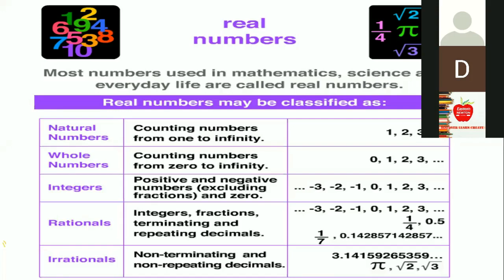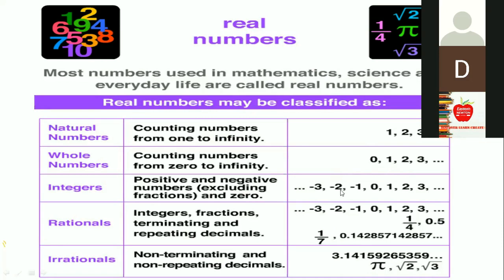So real numbers consisting of what? First of all, you are seeing natural numbers, the first column. You can see what is meant by natural numbers. The second is the set of whole numbers. Whole numbers start from 0, 1, 2, 3 and go on. So these two are infinite collections.